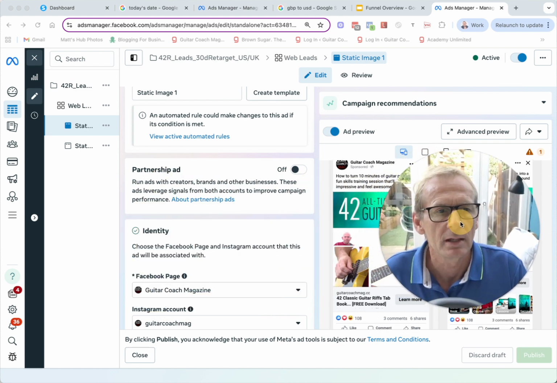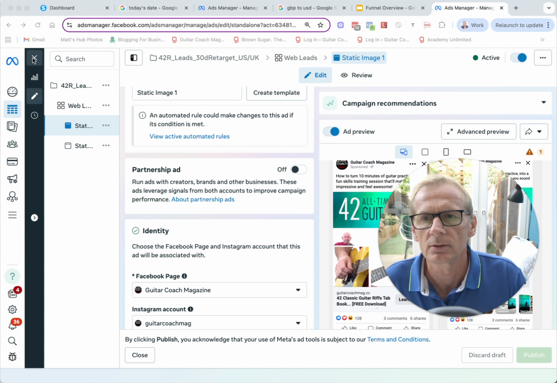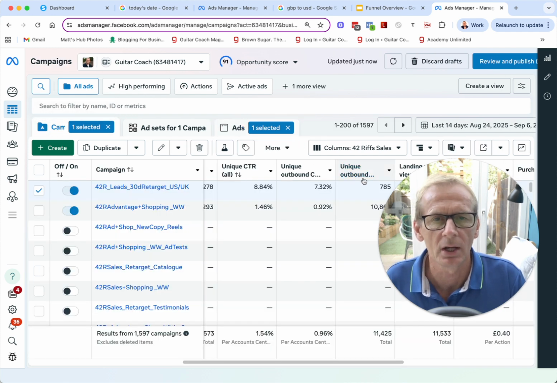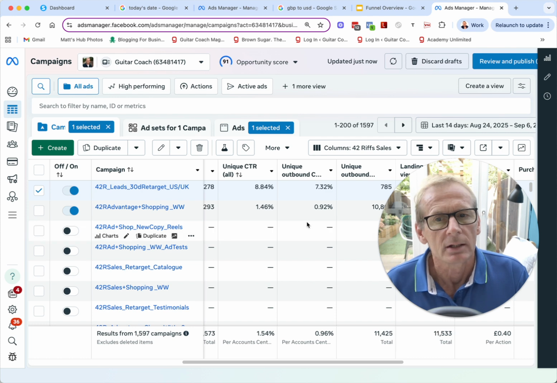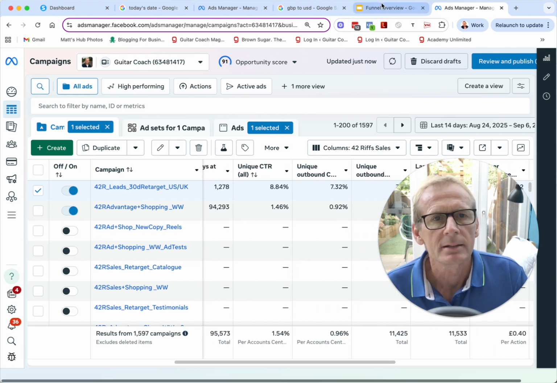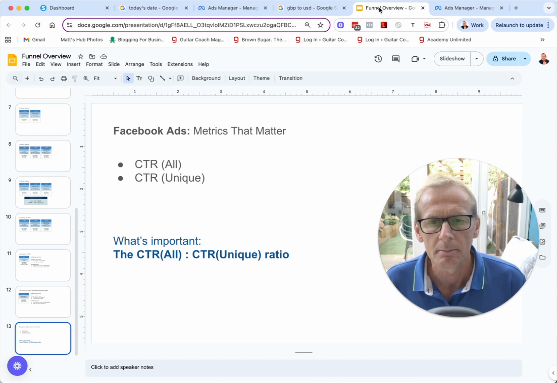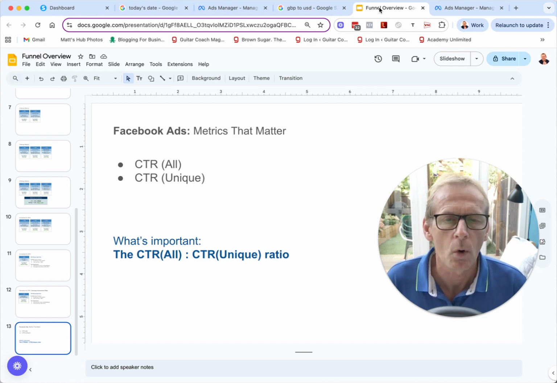So you will have different click-through rates depending on your audience and the objective. Okay, so that's a bit about the Facebook ad side of things. As I say, there are so many metrics that you can look at, but those are the ones that I really focus on, and the reasons why.